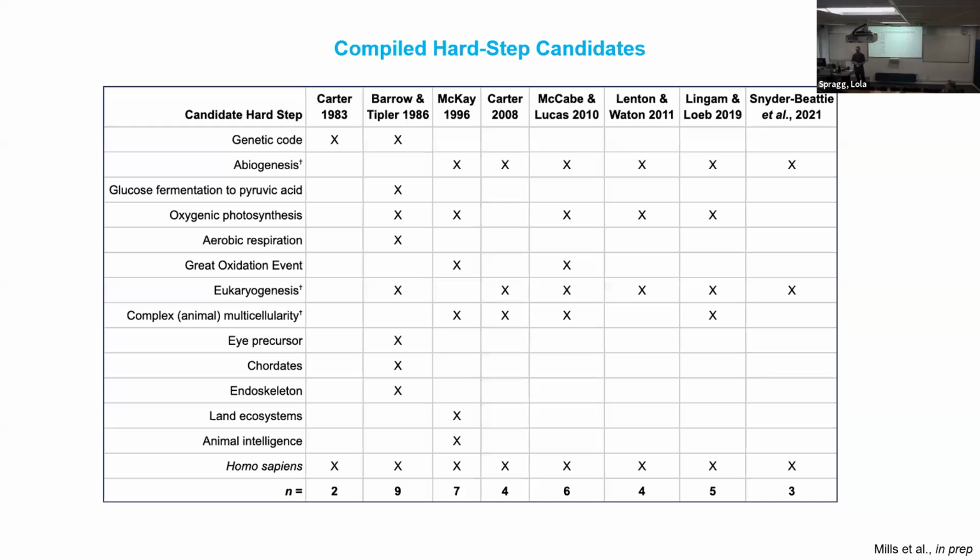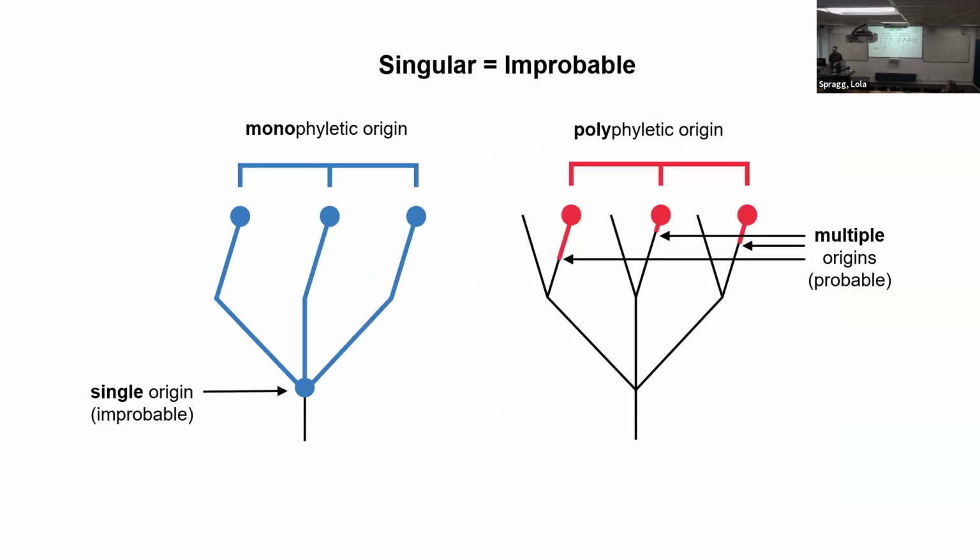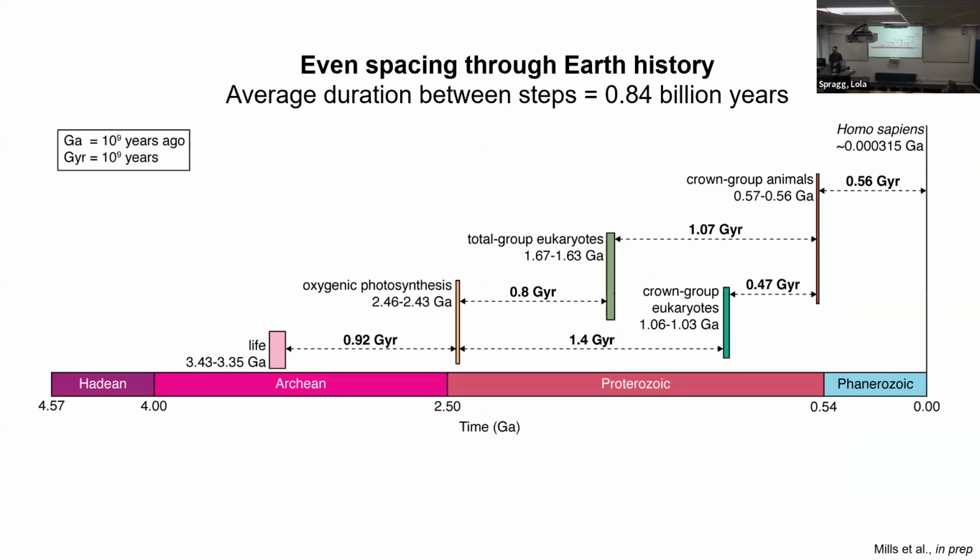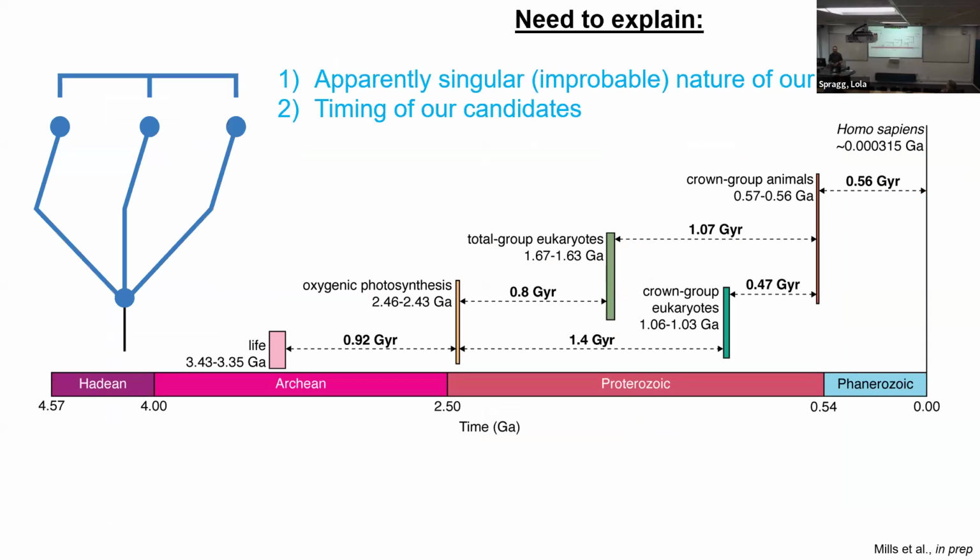I was going to ask what your two criteria were for refutation of the hard steps thing. It was that each step should either be not that improbable, or have occurred multiple times and been contingent on various kinds of relevant permissive environments.